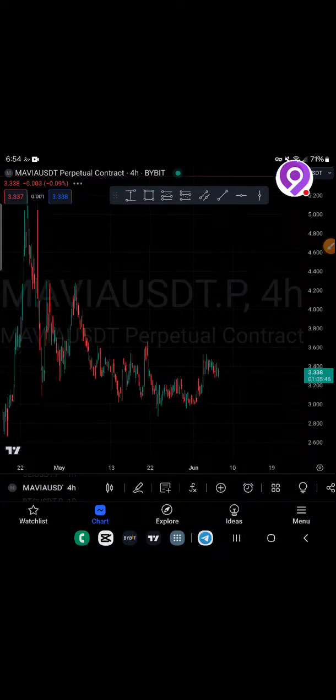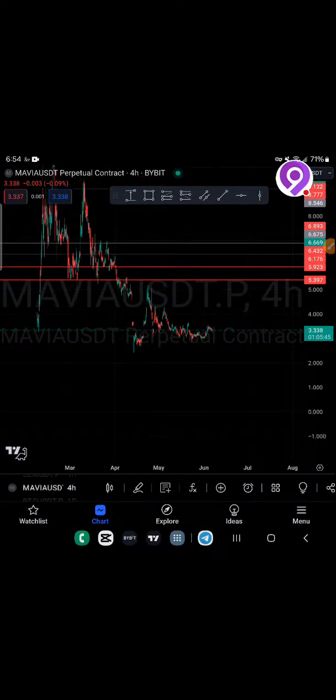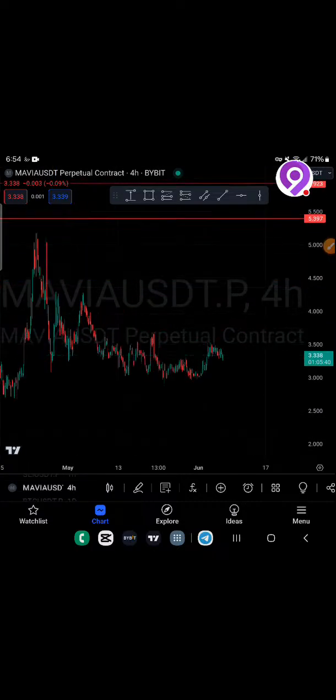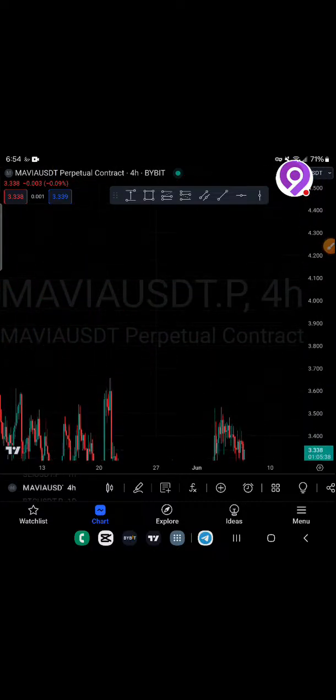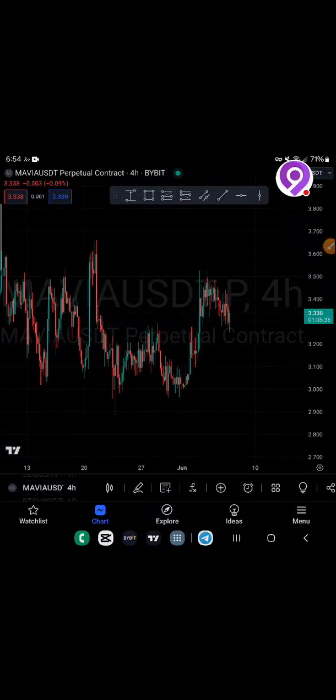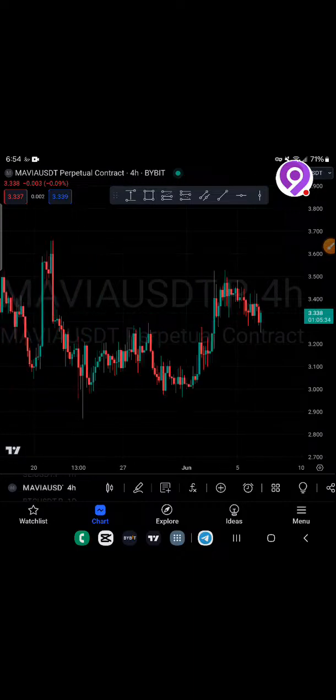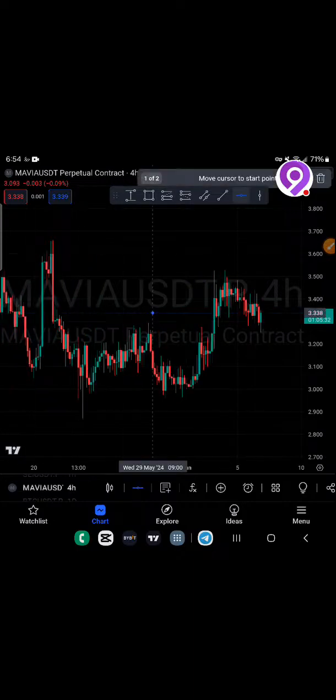Let's see. Yeah, Mavia is also consolidating. You can buy for long term. That's what I advise. Instead of missing all these profits, you can buy for long term, at least minimum 15 days. You can buy this for 15 days. This will give you a lot of profits. You can target around 20 to 30% for Mavia.